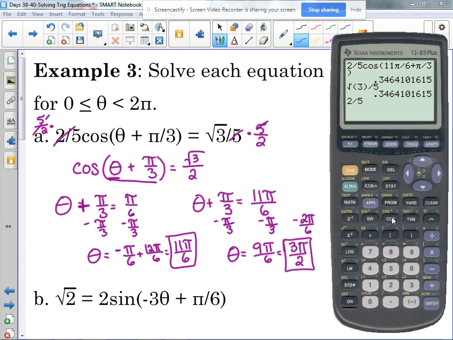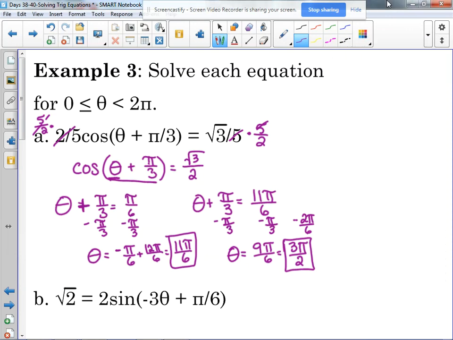Usually I don't check both solutions, but I definitely would here, just because I had to do that extra step, and I want to make sure that I did that extra step of subtracting the pi over 3 correctly. And I get the same decimal. So those are my two solutions to that equation.